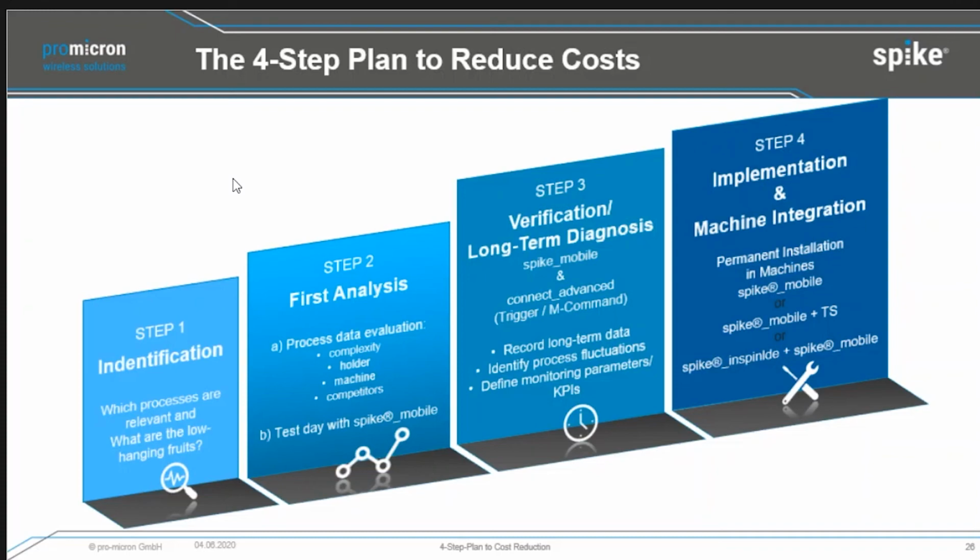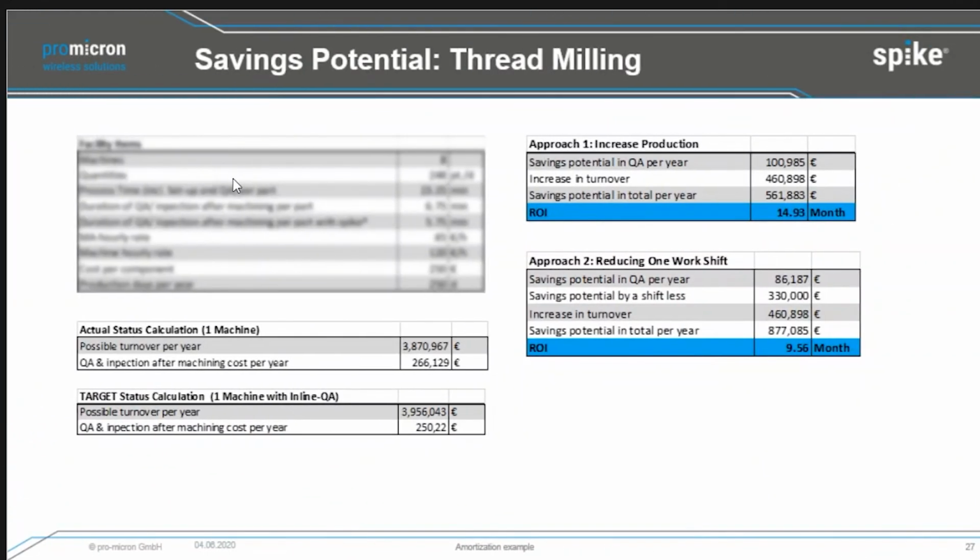Then I'll show you some saving potentials in serial production. In this case, a thread mill. Because of confidential reasons, we are not allowed to show you all the data, but you can see the possible turnover is quite high, and at the same time they have quite high QA costs every year. We came up with 2 possible approaches for this customer. Approach 1 is the increase of production. So we told them your quality costs make up quite a high amount.